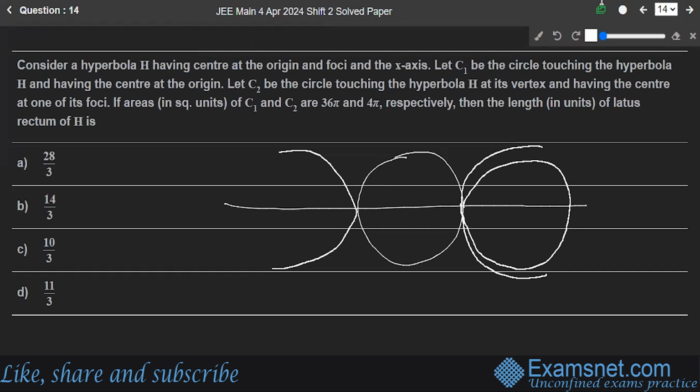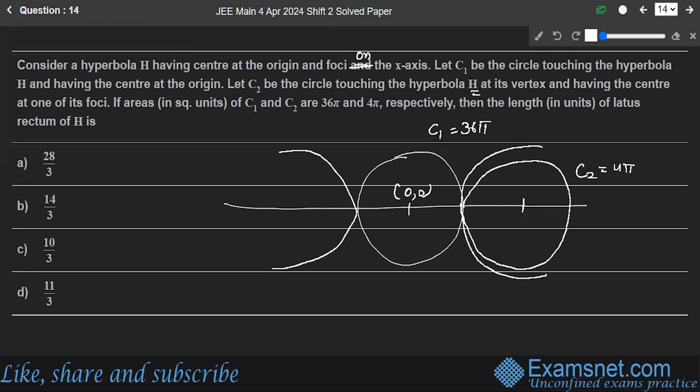Question number 14. Consider hyperbola H having the center at the origin and the foci on the x-axis. Let C1 be the circle touching the hyperbola H and having the center at origin. Let C2 be the circle touching the hyperbola at the vertex, having the center at one of its foci. The area of C1 is 36 pi and the area of C2 is equal to 4 pi respectively.